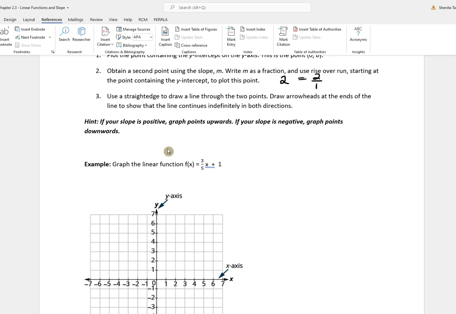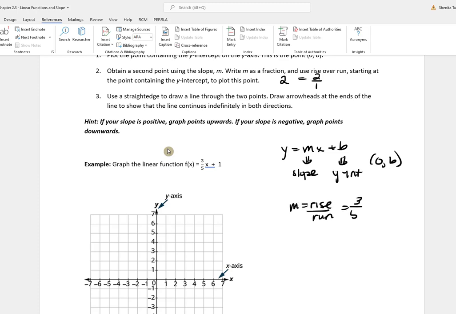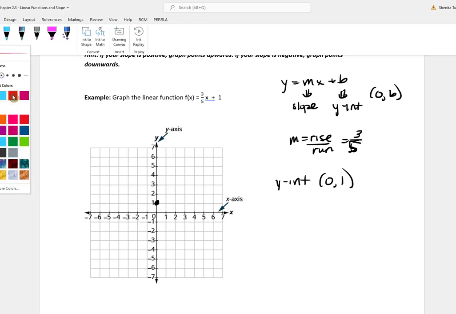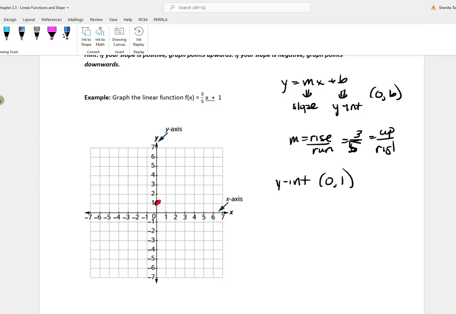Alright, so let's figure out the information that we have from this graph. y is equal to mx plus b. Remember, m is the slope. b is your y-intercept, and it's in the form 0, b. So in this problem, it looks like your slope is 3 over 5, and your y-intercept is 0, 1. So we're going to plot the point 0, 1, which will be a point here. Then we are going to rise and run to our next point. We're going to rise 3 and then go to the right 5. So this is up 3 to the right 5.